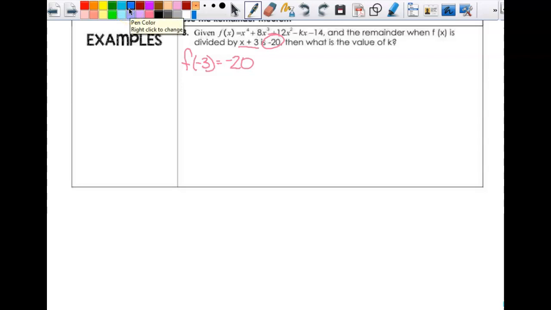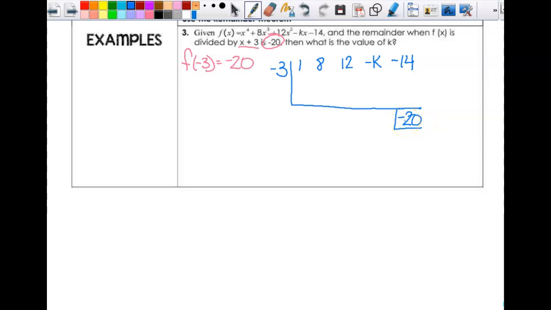So what goes on the outside here again is negative 3. My coefficients are 1, 8, 12, negative k, and negative 14. My remainder is negative 20. So why don't you try to figure out what k is here?